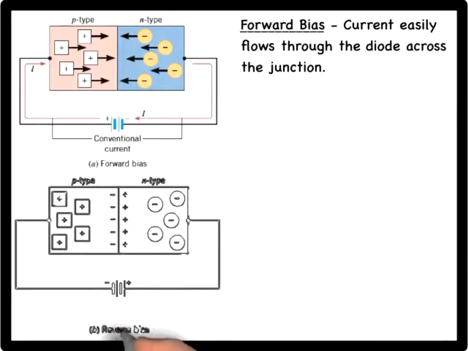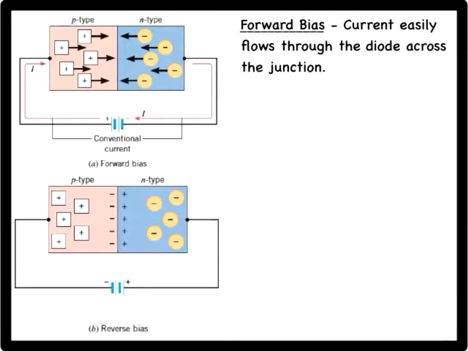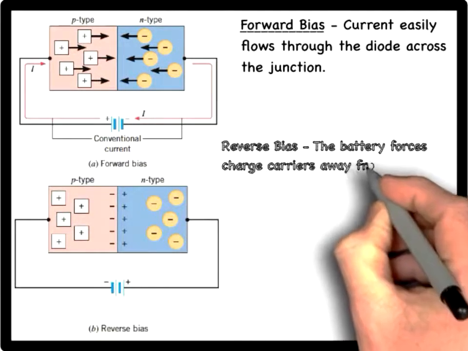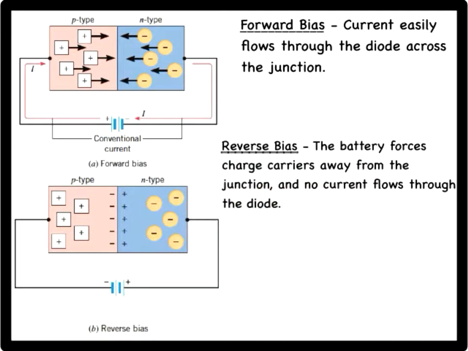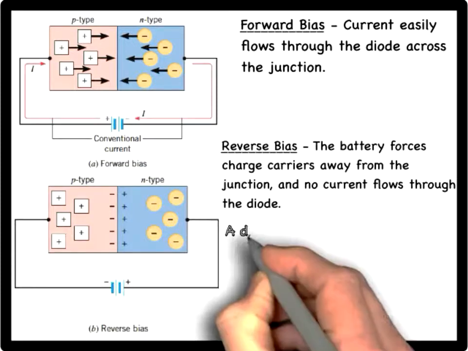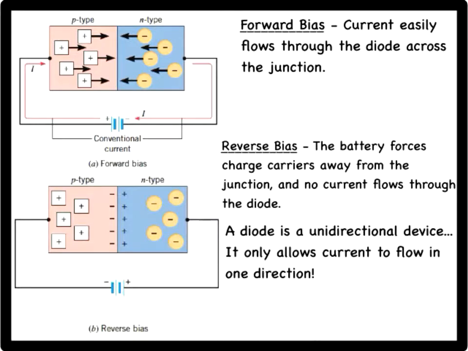Now, as the figure shows, the battery polarity has been reversed, and the p-n junction is in a condition known as reverse bias. The battery forces electrons in the N material and holes in the P material away from the junction. As a result, the potential across the junction builds up until it opposes the battery potential, and very little current can be sustained through the diode. The diode, then, is a unidirectional device, for it allows current to pass only in one direction.